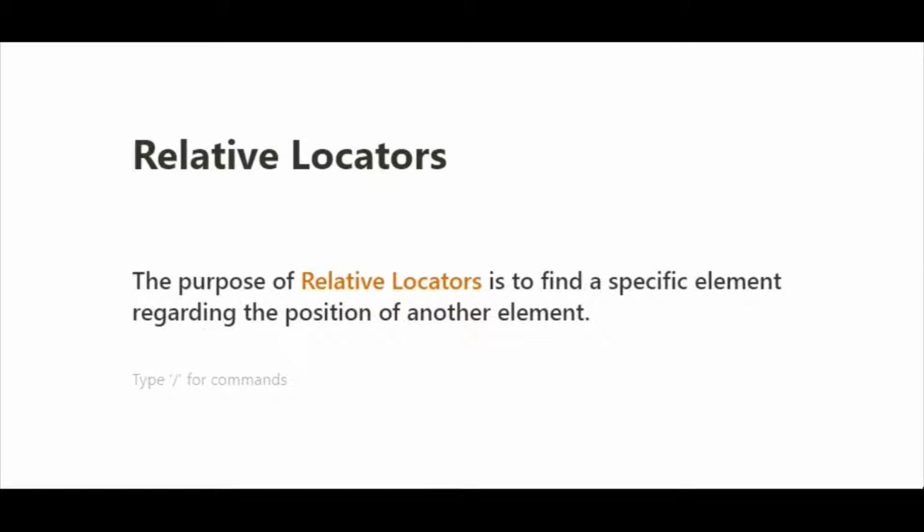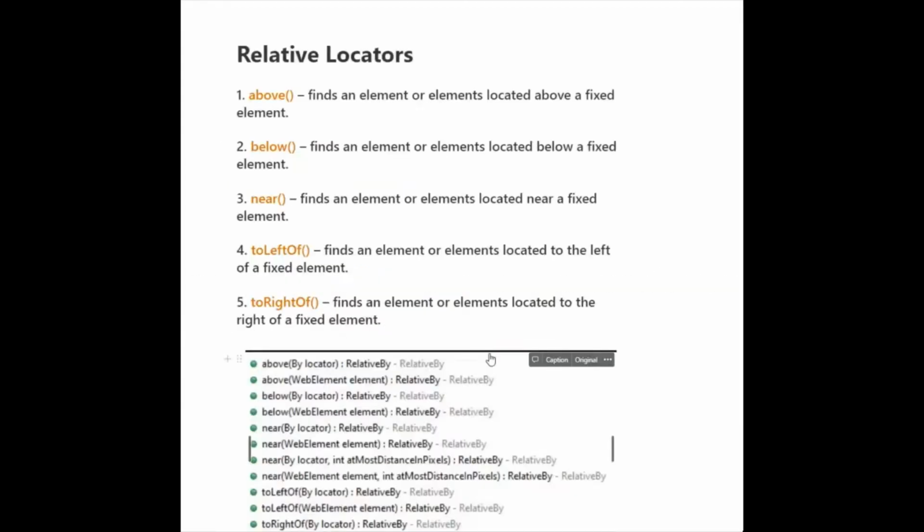This is one of the features that is coming in Selenium. Initially it was named friendly locators, but later on it changed to relative locators. The purpose of relative locators is to find a specific element regarding the position of another element, that is, you take the reference of a stable element to locate your own element. So let's see what we have next in relative locators.